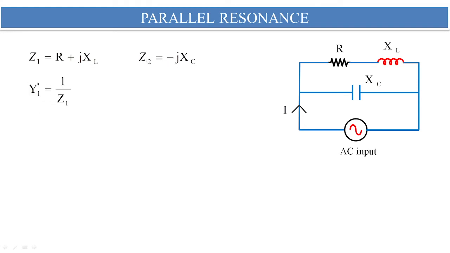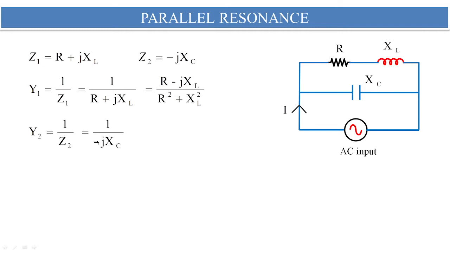Now the admittance Y1 is equal to 1 by Z1, so substitute the value: 1 by R plus jXL. Just rationalize this value and we obtain Y1 equal to R minus jXL whole divided by R squared plus XL squared. Similarly, obtain the admittance Y2, which is equal to 1 by Z2. Substitute the value of Z2 here and we can reframe this value as j by XC.